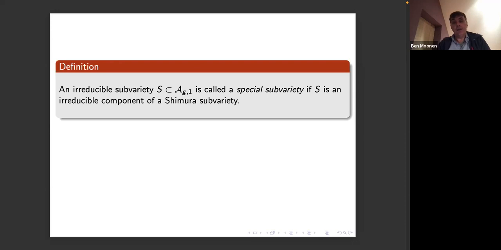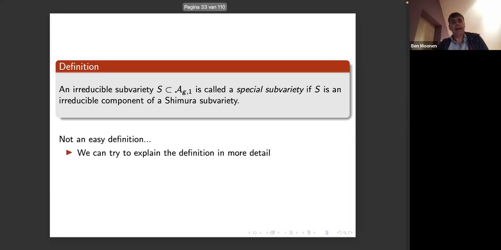And so in the setting of the moduli space of abelian varieties, the definition that is now commonly used is that an irreducible algebraic subvariety, we call it a special subvariety if it's an irreducible component of a Shimura subvariety. And of course, for many people, this is not at first glance an easy definition to understand, because it uses this whole language of Shimura varieties. And so what can you do about it?